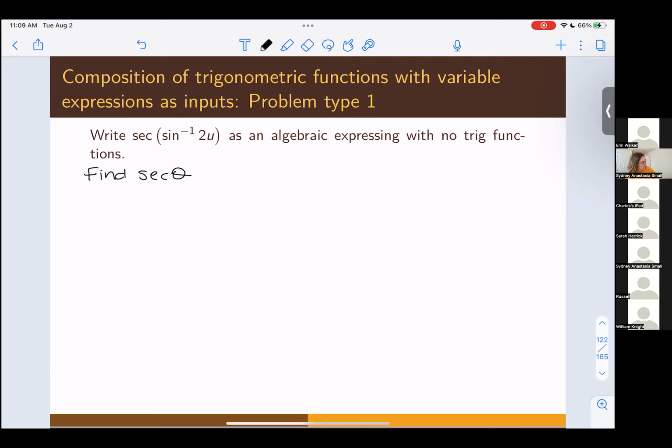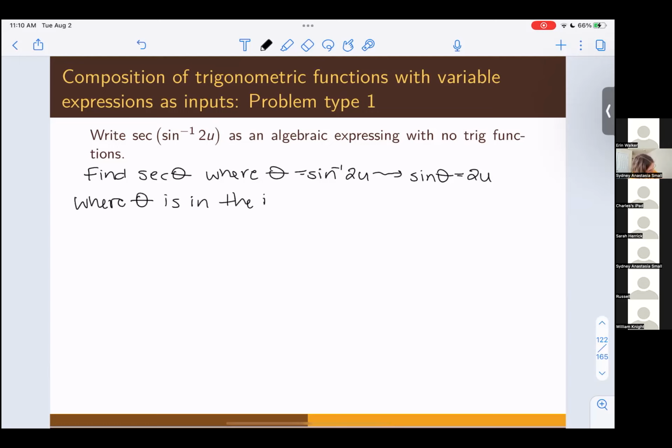That's all it's doing, where we're setting theta equal to the inverse sine of 2u, which to us implies that the sine of theta is equal to 2u. I just got that by applying the sine function to both sides of the equation. And then where our theta is in the interval negative pi over 2 to pi over 2.